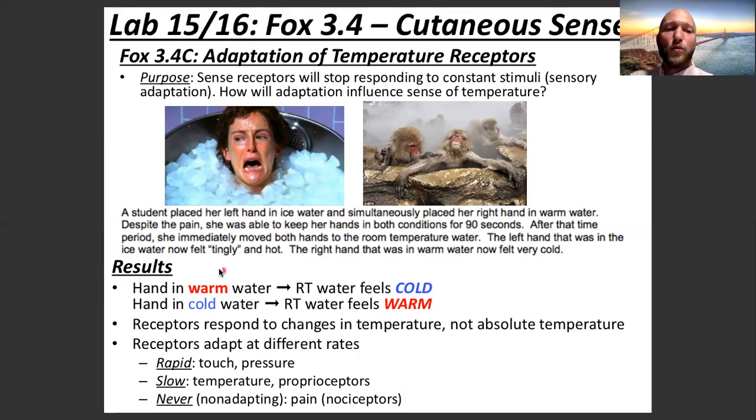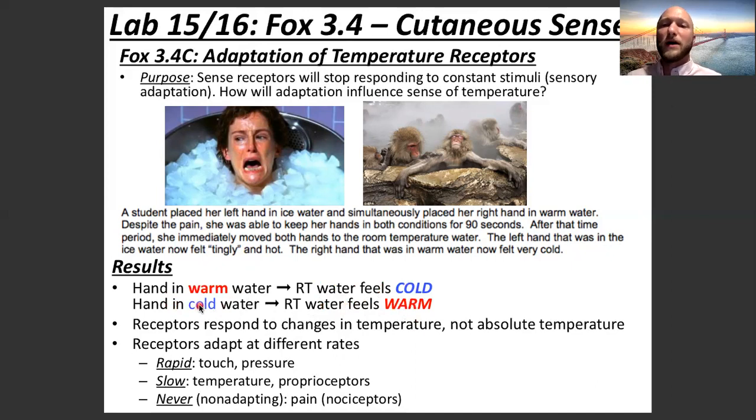We start off with one hand in warm water, one hand in cold water, and we let our receptors adapt to those two different temperatures. We then place these hands into a room temperature water bath at the same time. The hand that was in the warm water adapted to the warm temperature, so when we put it in room temperature water, it feels cold. The hand that was in cold water, we put in room temperature water, it feels warm. It feels warm because it got adapted to the cold water.